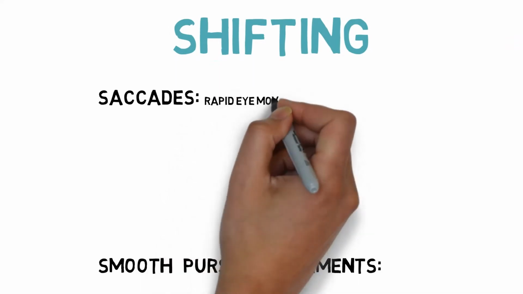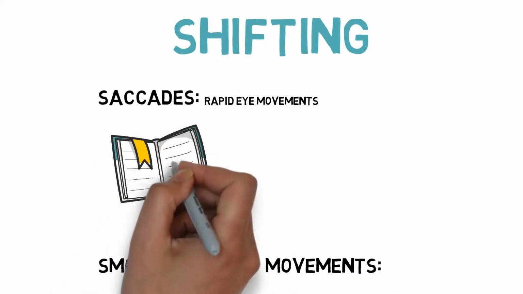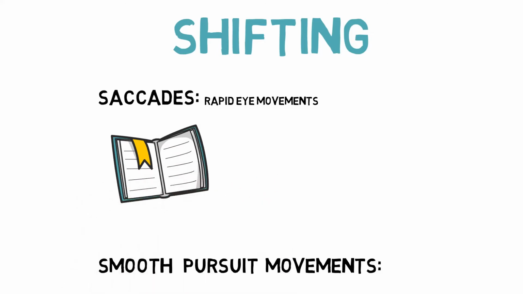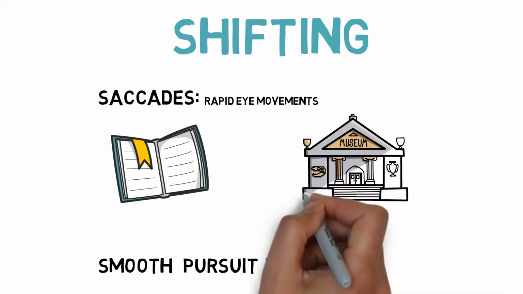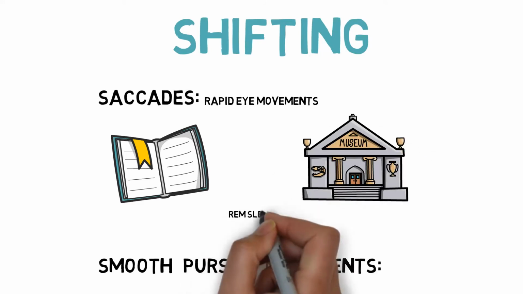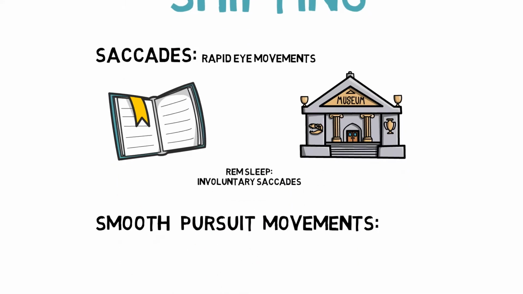Saccades are the rapid movements of the eye. They are responsible for us reading a page and skipping down to the next line, and looking all around a large room at a museum. They completely change our visual fields. The rapid eye movements in REM sleep are an involuntary type of saccades.